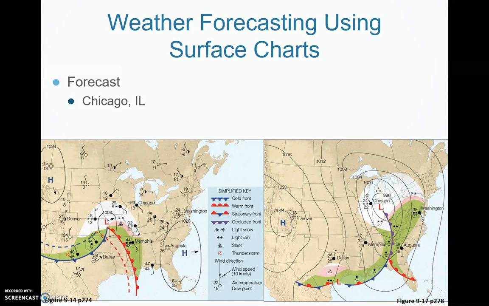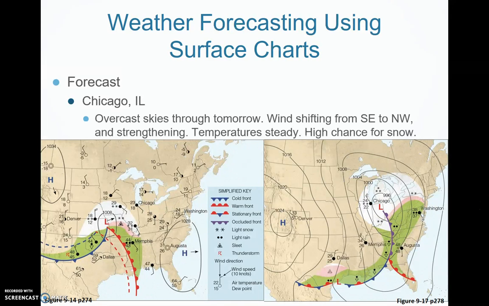Temperature will drop, but not a whole lot because we're not going to have a front really pass over it. We're just going to have an increase in wind and lots of snowfall. So here's the forecast. Overcast skies through tomorrow, wind shifting from the southeast to the northwest, and then strengthening winds. Temperatures will be pretty steady and a high chance for snowfall.